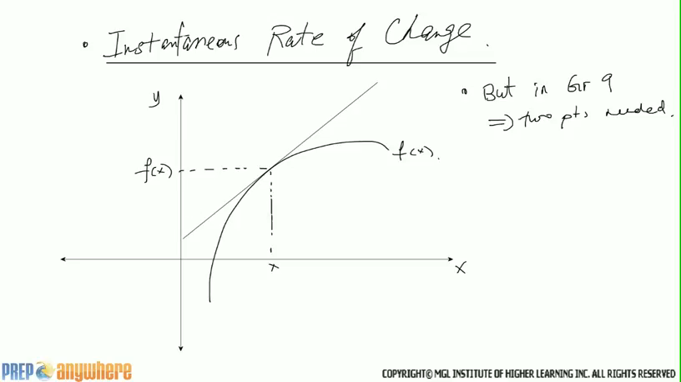We pick another point, and we pick just a little bit away from x. So let's call that little distance h. This becomes x plus h. Okay, and then this y value here becomes what? f at x plus h.